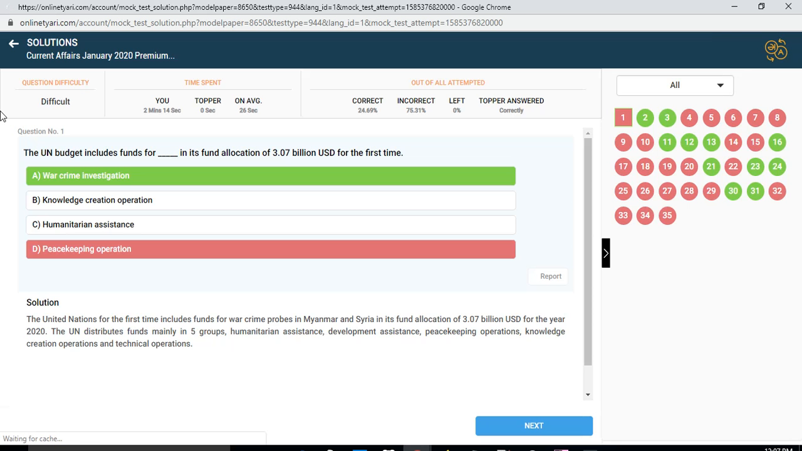Here, UN budget includes the funds for dash, an allocation of 3.07 billion USD for the first time. War crime investigation. Okay, here the hint is that the United Nations for the first time includes funds for war crime problems in Myanmar and Syria. Aid fund allocation is 3.07 billion US dollars for the year 2020. The UN distributes the funds mainly in 5 groups: humanitarian assistance, development assistance, peacekeeping operations, knowledge creation operations, and technical operations.